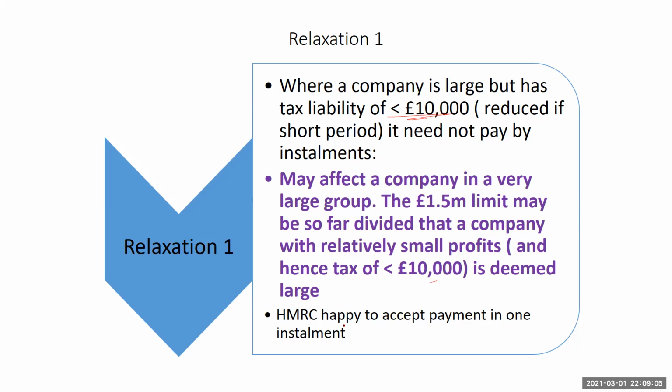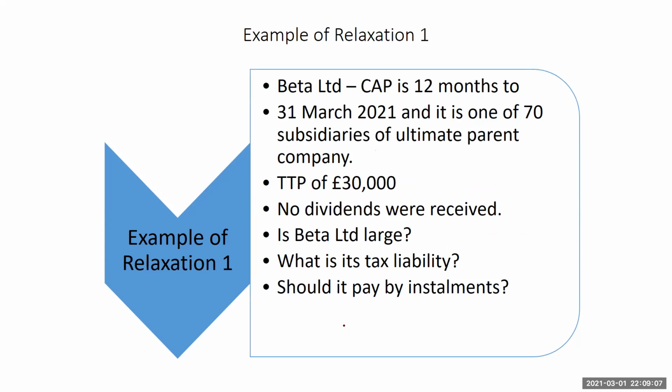So let's take one example. Beta Limited has a cap of 12 months to 31st March. It is one of 70 subsidiaries in the group, all right? So our N is 70. Total taxable profit is 30,000. No dividends were received, okay? So our augmented profit still remains 30,000. If there were dividends, we would have added it.